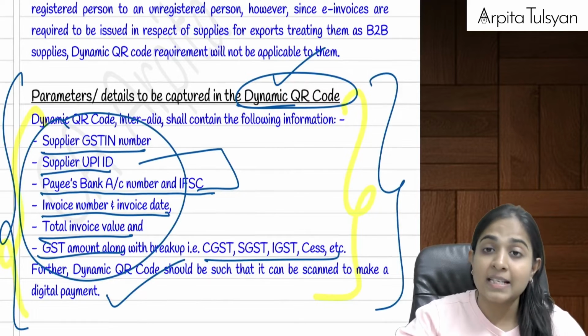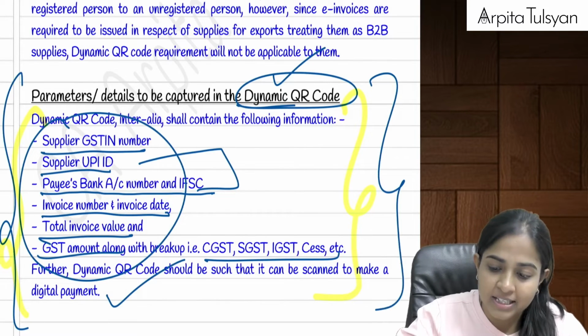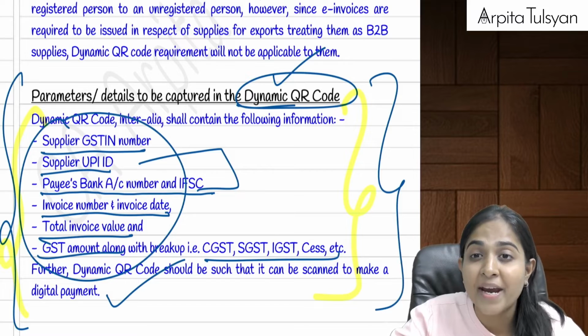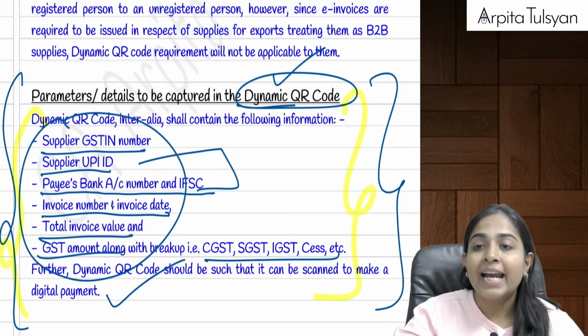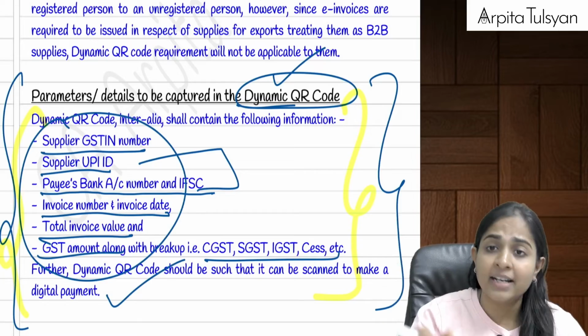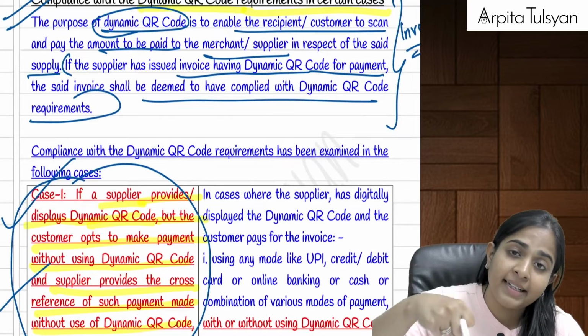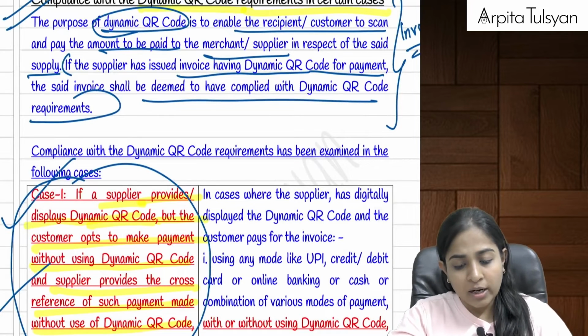It will contain the supplier. See, your recipient is unregistered. So it will contain the supplier's GST number. It will contain the supplier's UPI ID or his bank account details. It will contain the total amount payable. It will contain the invoice number, invoice date, GST amount, breakup, etc. All these data are already contained in that dynamic QR code.